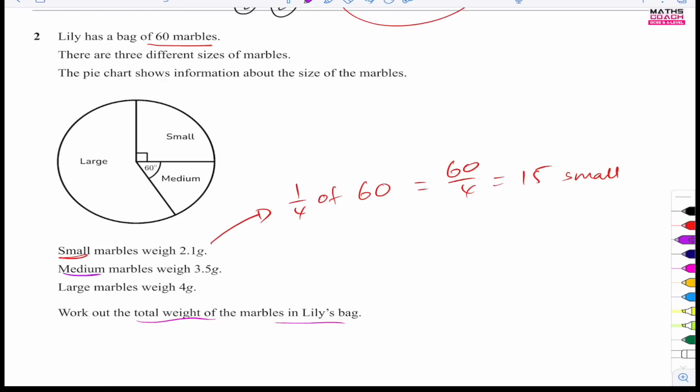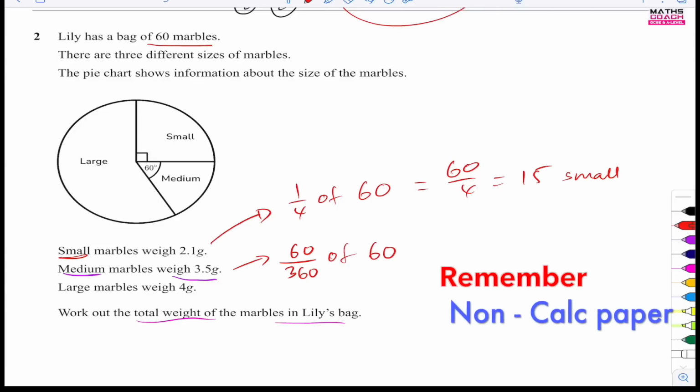The medium marbles weigh 3.5 grams. So as you can see, it's a 60 degree angle. So that would be 60 out of 360, which is the total amount of angles in a pie chart.